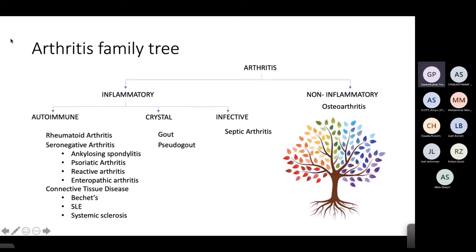With gout, it's usually just one joint affected. They might have maybe deranged liver function, kidney function, and things like that. Whereas you wouldn't expect that in someone with osteoarthritis. This is due to wear and tear. It's not due to an infection. It's not due to poor kidney function or liver function. This is just to do with the mechanics of joint degeneration and bone rubbing on bone.